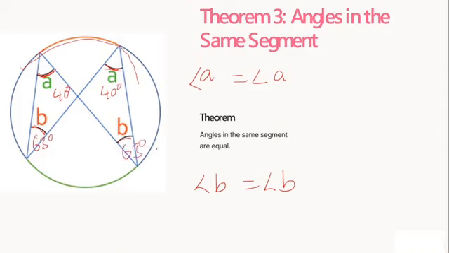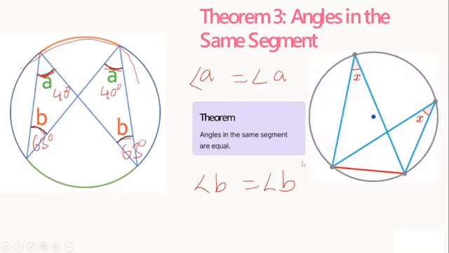So this property is very easy to understand. Angles in the same segment are what? Equal. Angles in the same segment are equal. So it is very important to understand this property. Again, sometimes you may be given this one.